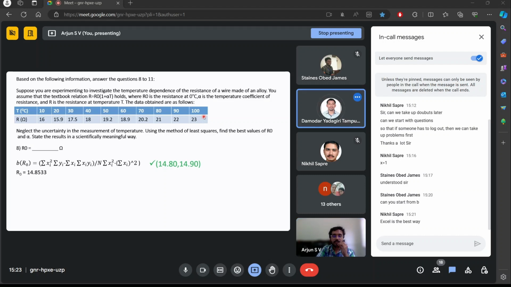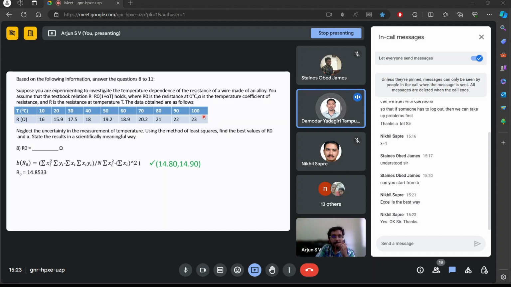Hello, sir. Yeah, Damodar, you can go ahead. So, I was saying that temperature we are going to take as X and the resistance we are going to take as Y. Yeah. Okay.